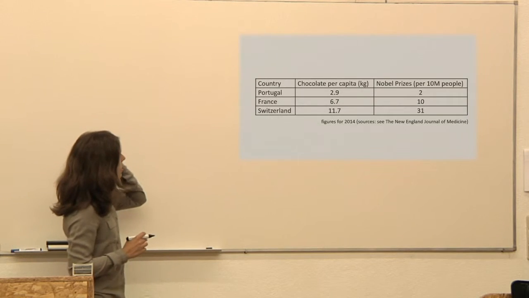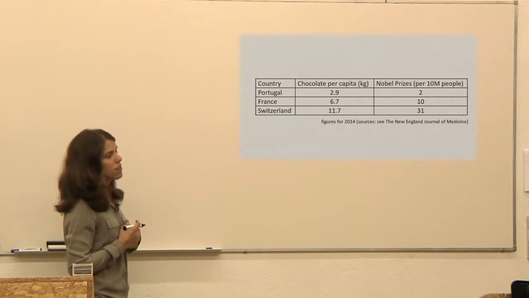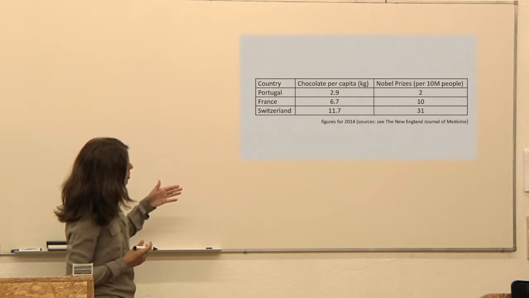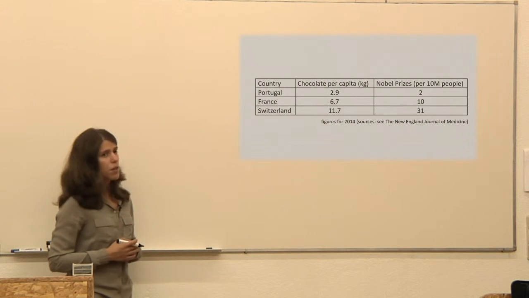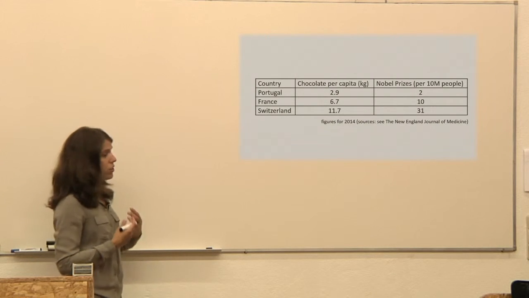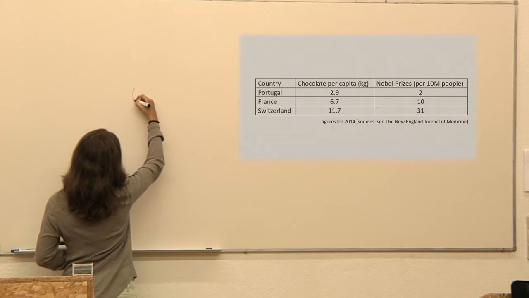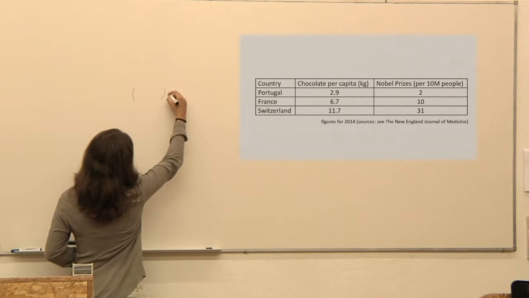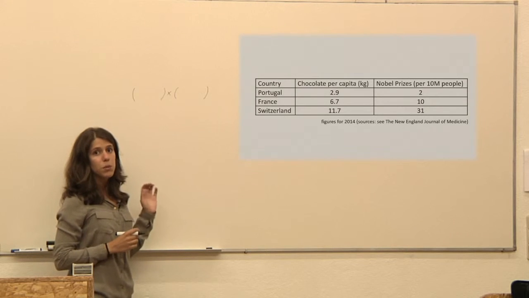not. Let's consider this example between the consumption of chocolate and the Nobel Prizes. Here, you can see a table where you have some data for Portugal, France and Switzerland. And you have the consumption of chocolate in the first column and then the number of Nobel Prizes. Now, in order to calculate the correlation, we have to multiply the distance of each of those numbers to the mean.